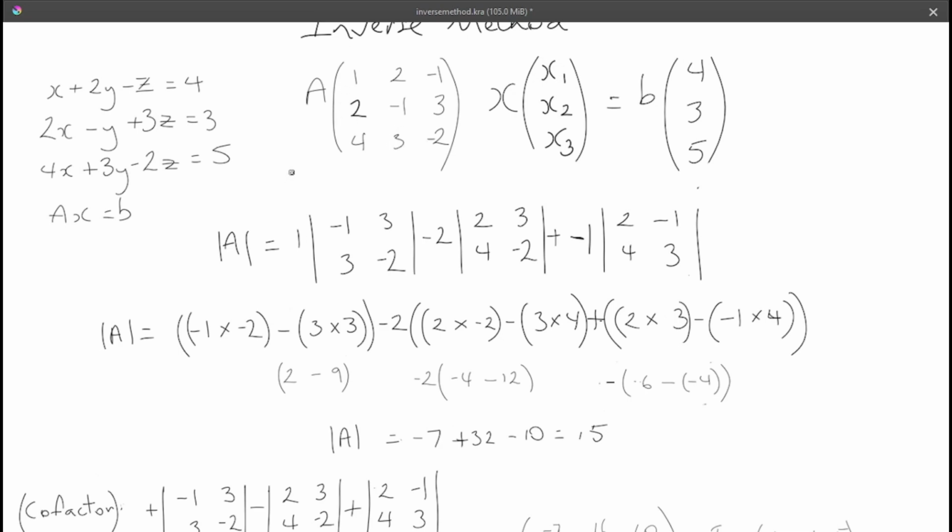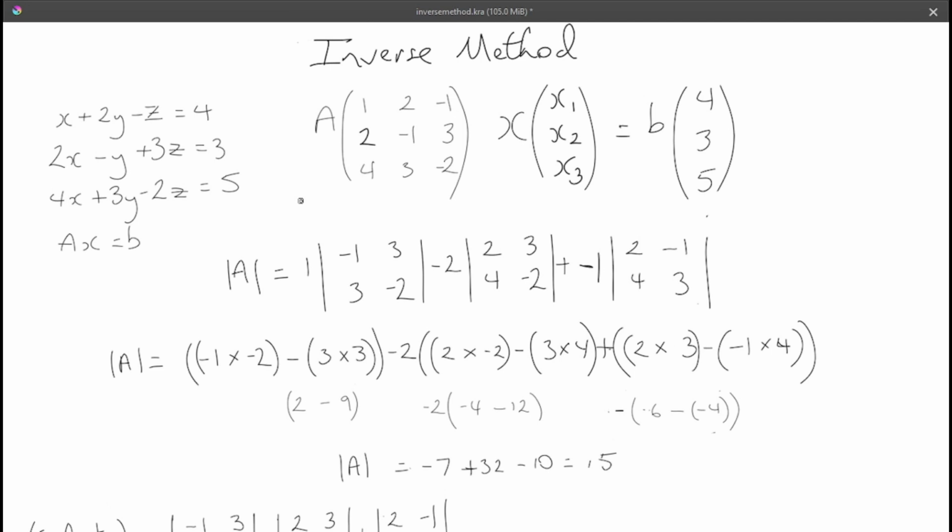That's all. Firstly, we find the determinant of A. Okay, the determinant of A will be, because of the first column, we have 1, which will be plus. So it's plus, minus, plus. And we block off the row as well. So we get minus 1 by minus 2 minus 3 by 3.